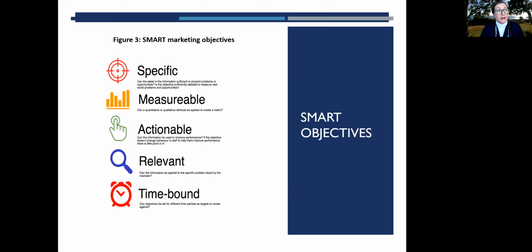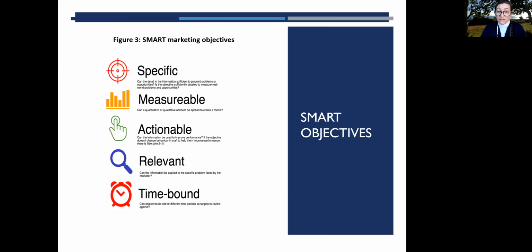identify 3 new product innovations within the next 12 months, right? So that's measurable. Is it actionable? Is it realistic for you to look at 3 new product innovations? Is that realistic for your organization, for the employees, the talent that you have on board at the moment? Is it relevant? Should you be focusing on product innovation?